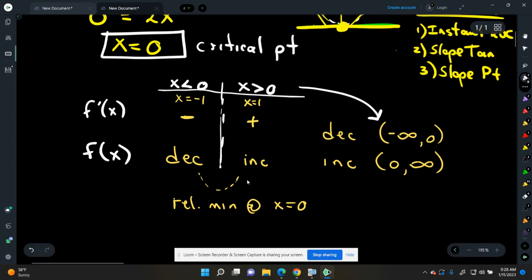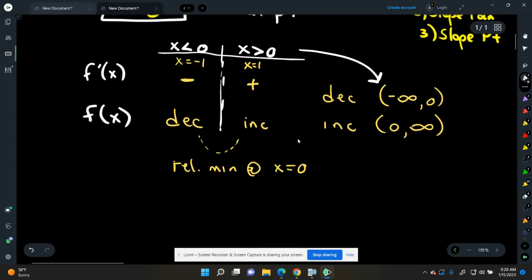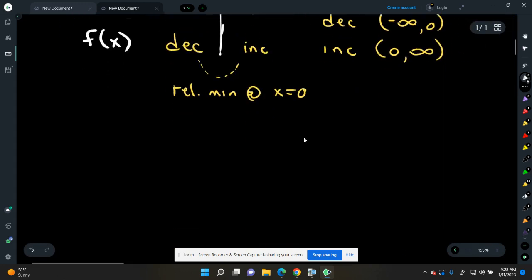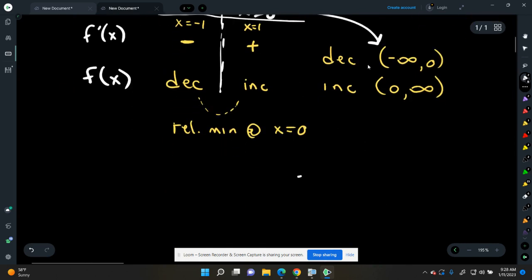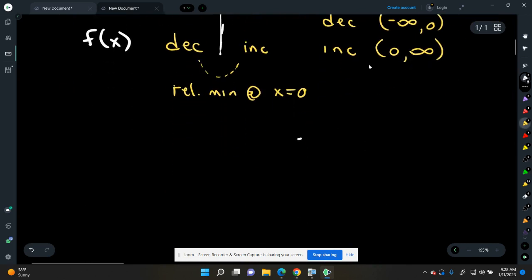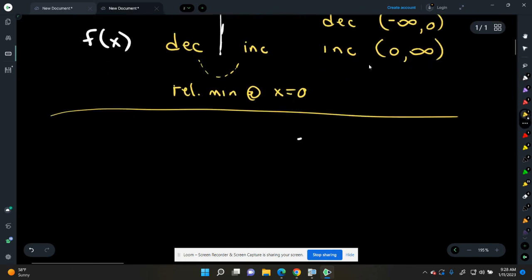Okay. I expect that the biggest problem that you're going to have with these is actually solving for 0, because that's going to involve things like factoring and stuff. All right. Okay, let's look at number 2.